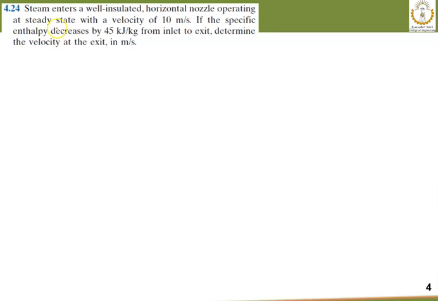Bismillahirrahmanirrahim. So we'll solve problem 424 here. It says we have steam enters a well insulated horizontal nozzle.